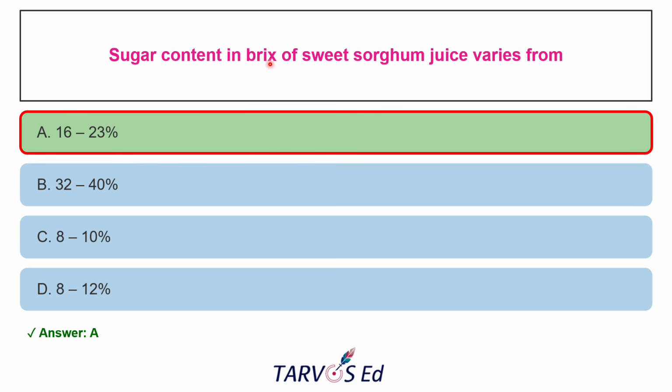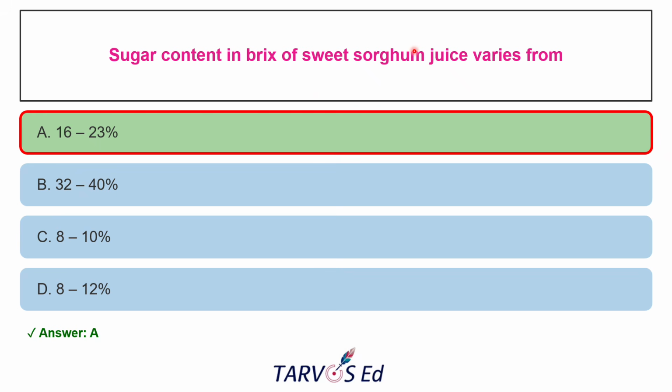So you should know what Brix is. Brix is the percentage of soluble solids, mainly sugar, in juice. So how much percentage of soluble sugar is present in the juice? Sweet sorghum is grown specifically for its juicy and sugary stalks. That can be used for ethanol and jaggery production and all.